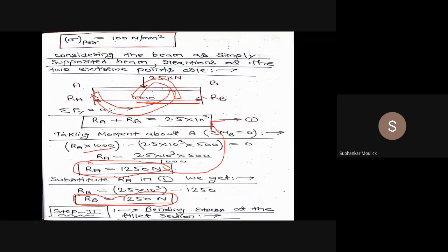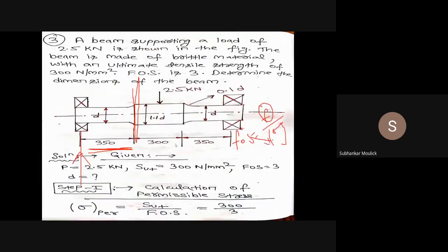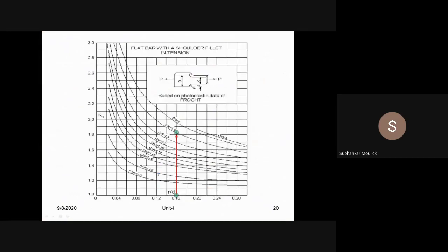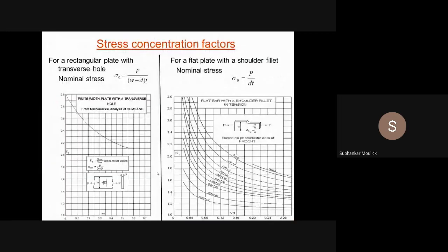So for that I have to go back to my design data book and select the correct graph. See, in this problem, due to this 2.5 kilonewton load, the entire beam is bending. So I have to choose the correct figure from the design data book to find out the value of Kt for this fillet cross section. So let us find out. Tell me whether we will choose this particular page for finding out the value of Kt.